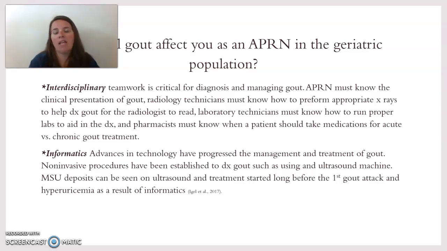Informatics has advanced the way that we can diagnose gout. This includes the use of the ultrasound machine. Most of the time, you can see those MSU deposits on the ultrasound long before the first gout attack actually happens, and you can go ahead and start addressing those modifiable risk factors.